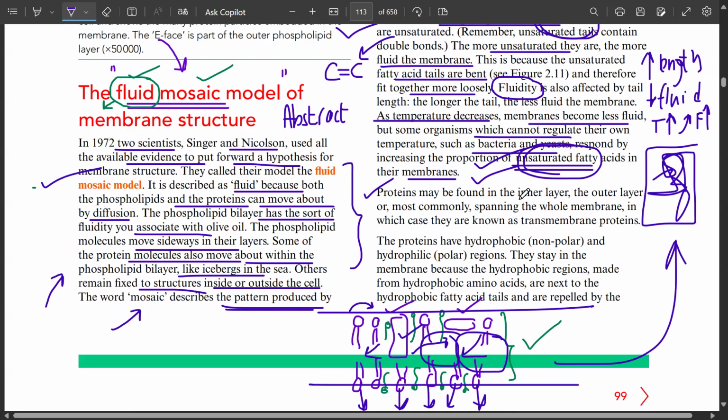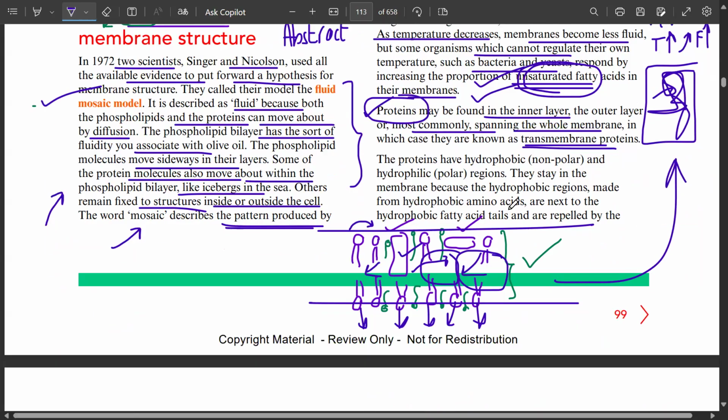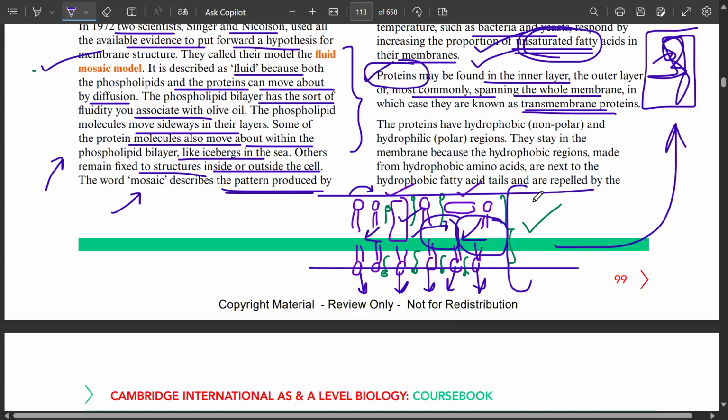Proteins may also be found in the inner layer, and for that particular reason, it is called the mosaic model, because those proteins are randomly present, some small, some large, and in the outer layer most commonly spanning the whole membrane, they are known as transmembrane proteins. Some membrane proteins go all across the membrane, meaning they form a complete channel here. We call these transmembrane proteins.